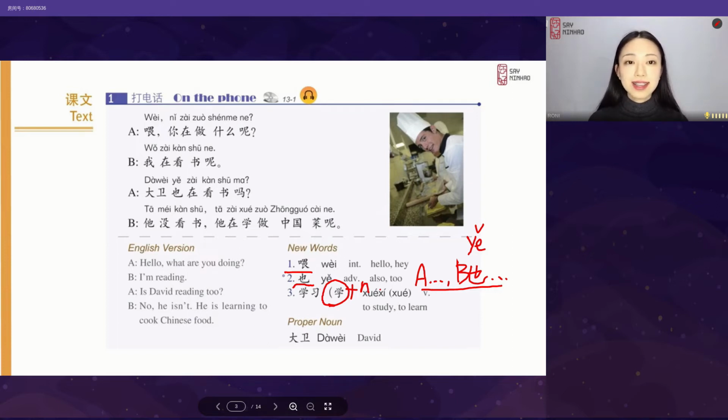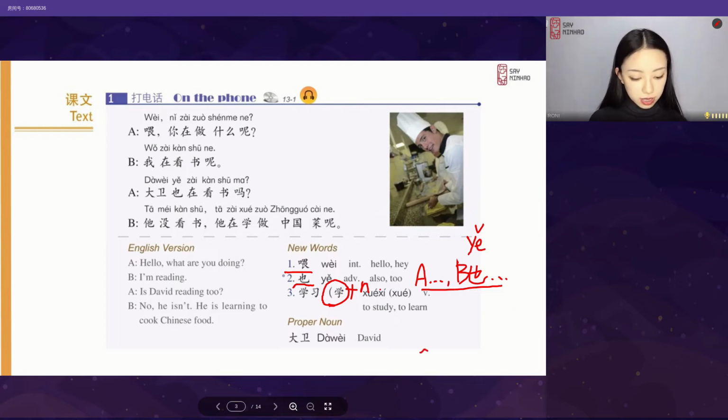我也不是。Don't separate 不 and 是 and put 也 inside. Don't say 不也是, it's wrong, right? It is 我也不是中国人, that is right, OK? 我也不是中国人, OK, this is it.